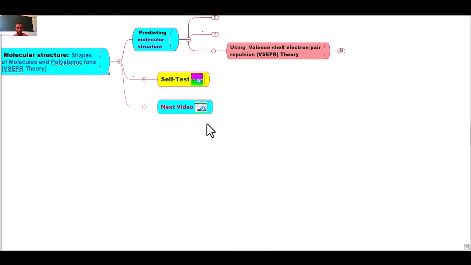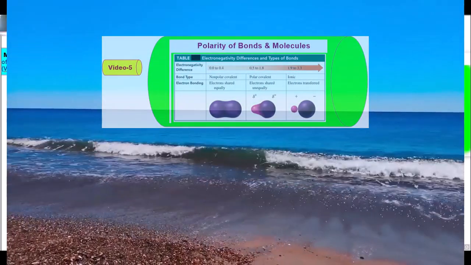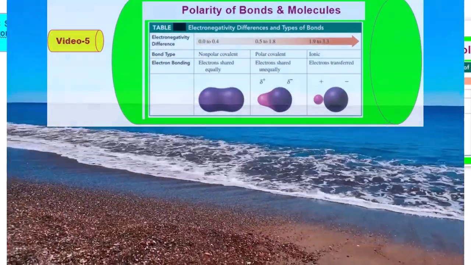For the next video or self-test, draw the Lewis structure and predict the shape for each of the following molecules. Do it by yourself. And the next video is this one, that is polarity of bonds and polarity of molecules.